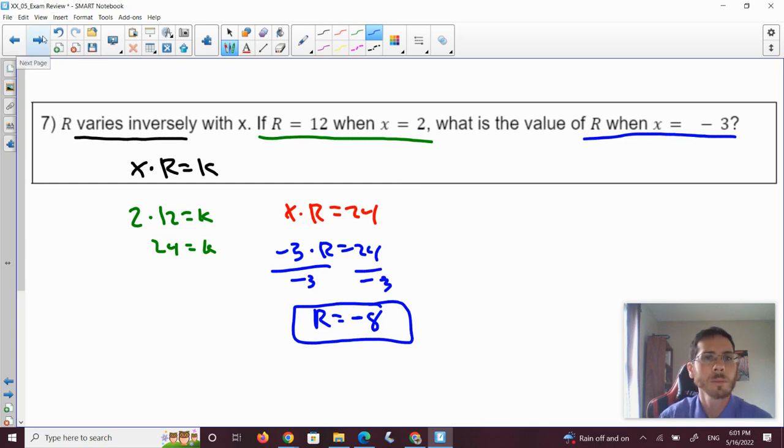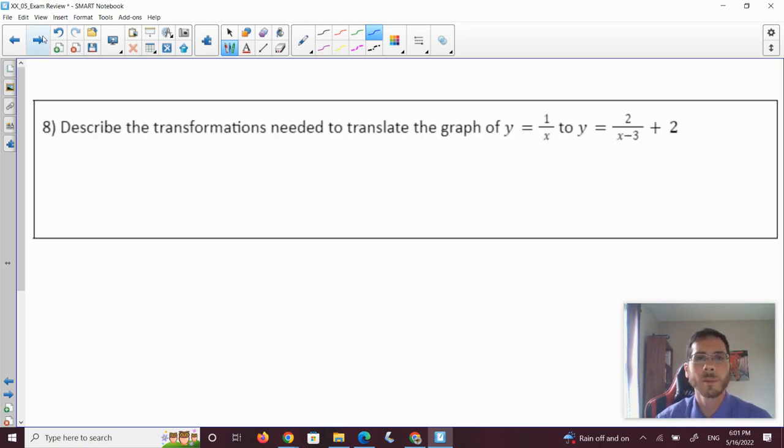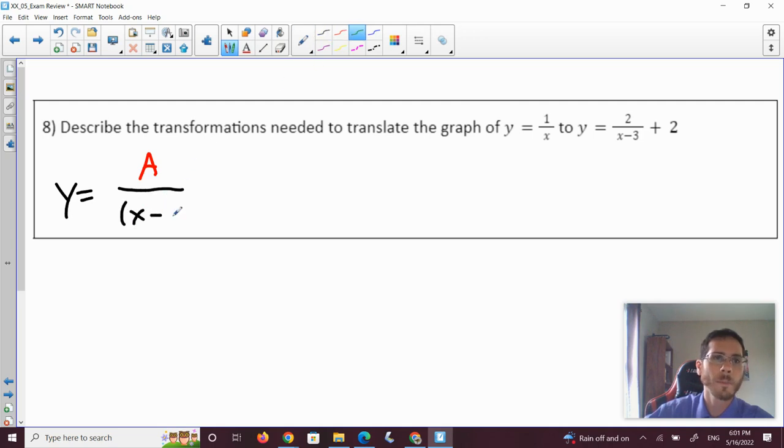Okay, not too bad. For 8, describe the transforms to translate y equals 1 over x to y equals 2 over x minus 3 plus 2. This seems a lot like a question we just did also. So this is the one that's y equals a over x minus h and then plus k. So rational equation, we got our normal form with all of our transforms.